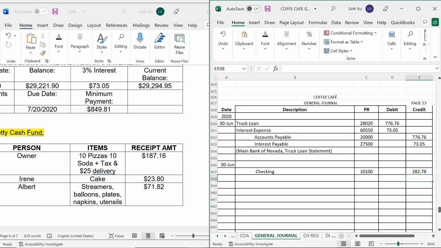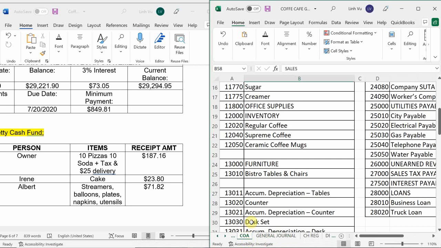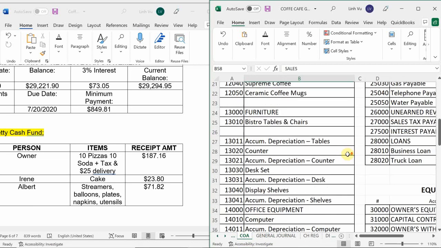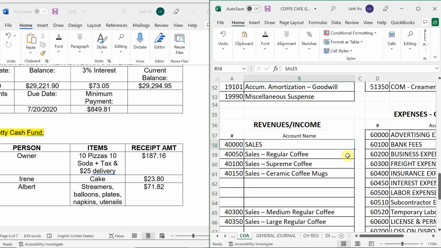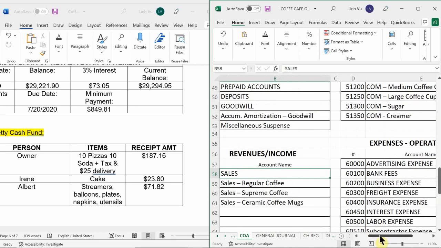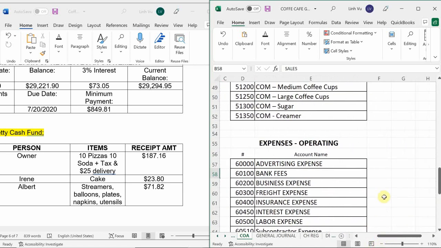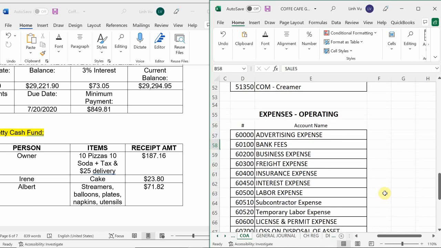282.78. Okay, good. So that means I need to have an equal expense. Now let's take a look at my chart of accounts. What kind of expense would these transactions fall under? Is this advertising expense? No. Is this a bank fee? Definitely not. Is it a business expense? It's possible. But let's go through all of the expenses before we decide it's a business expense.